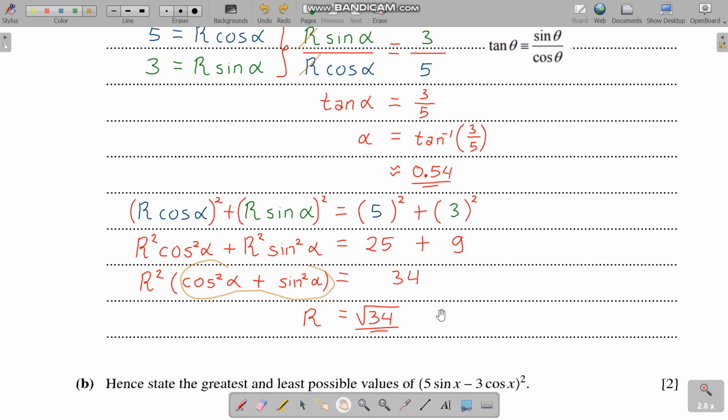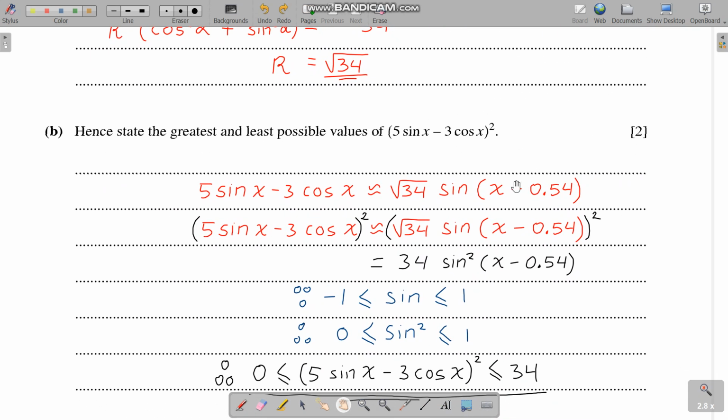And actually there's an MF19 formula in trigonometry. This is called the Pythagorean identity. Cos squared plus sine squared is actually 1. So this is 1. So that means we can just take the square root of both sides. We get r, the positive r.